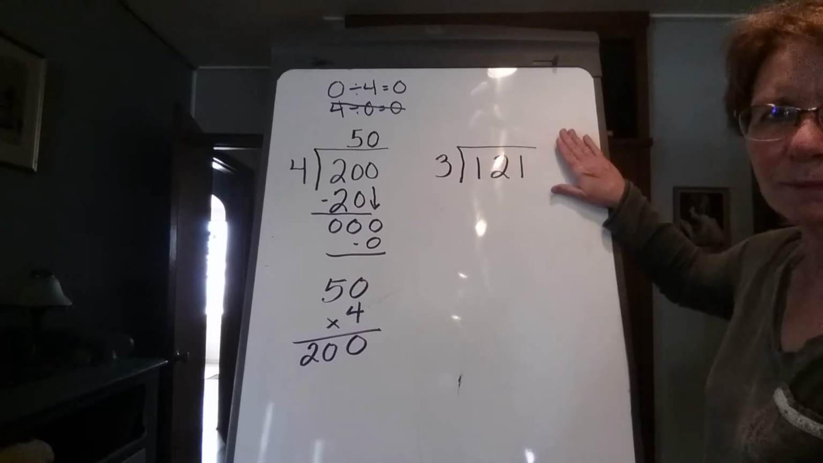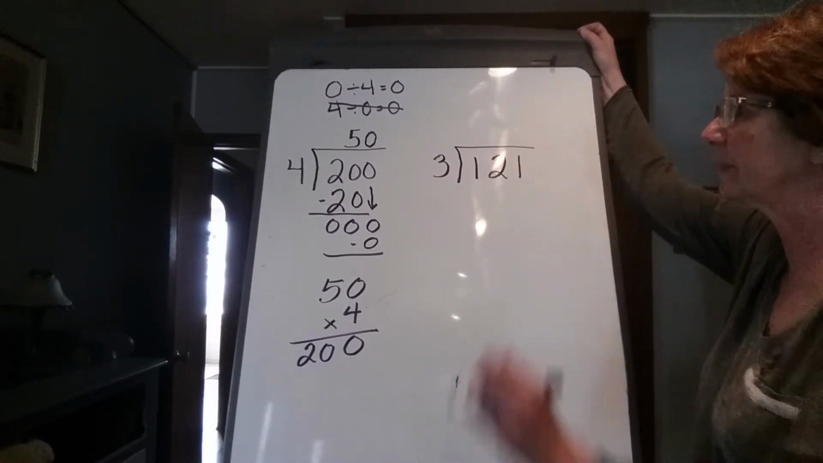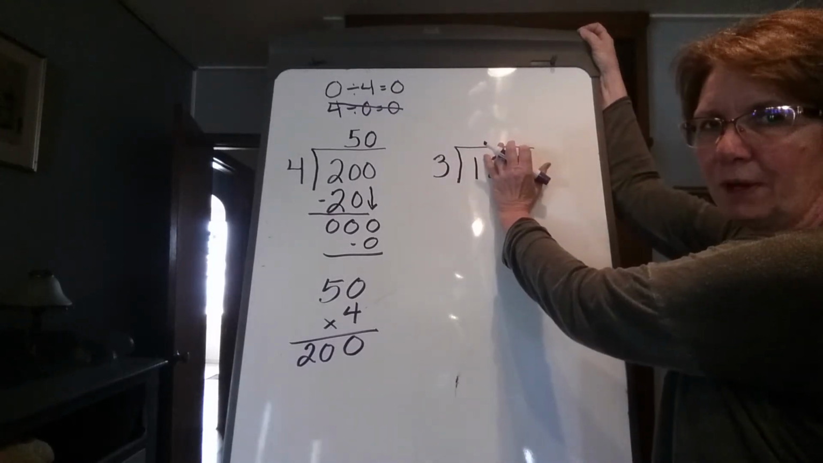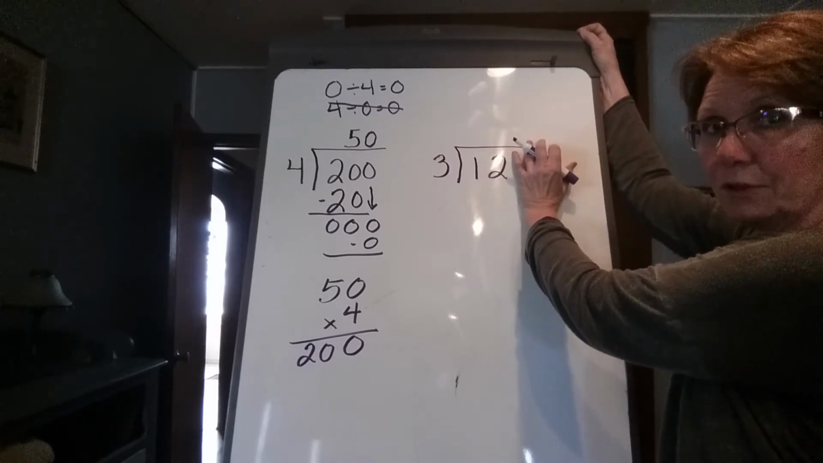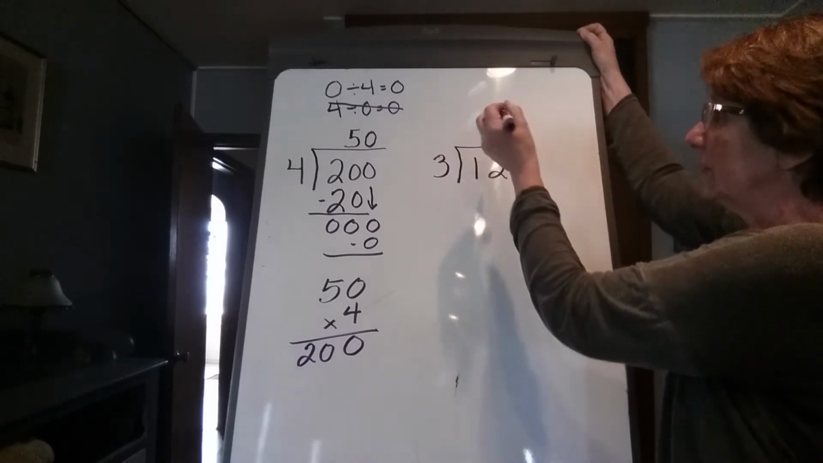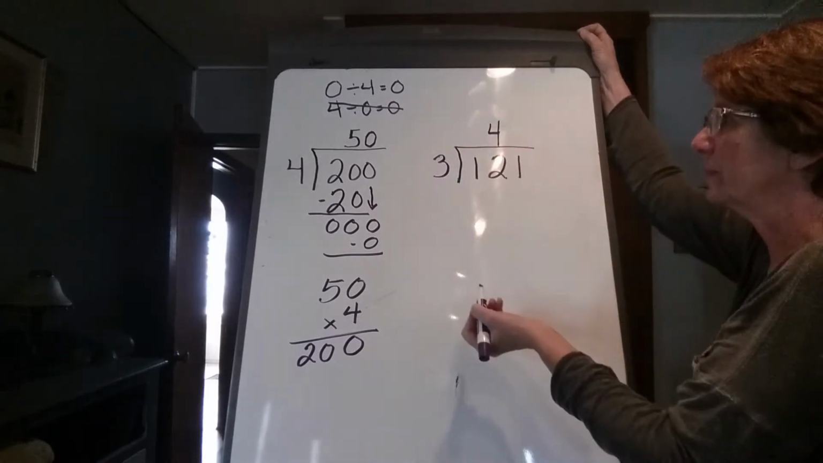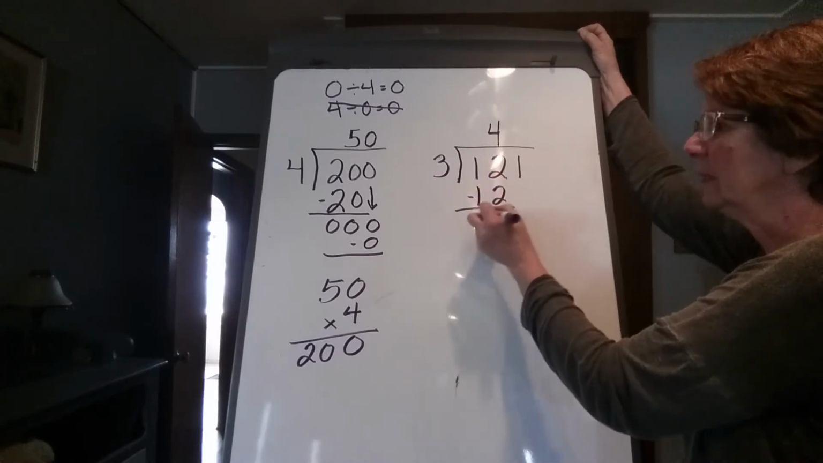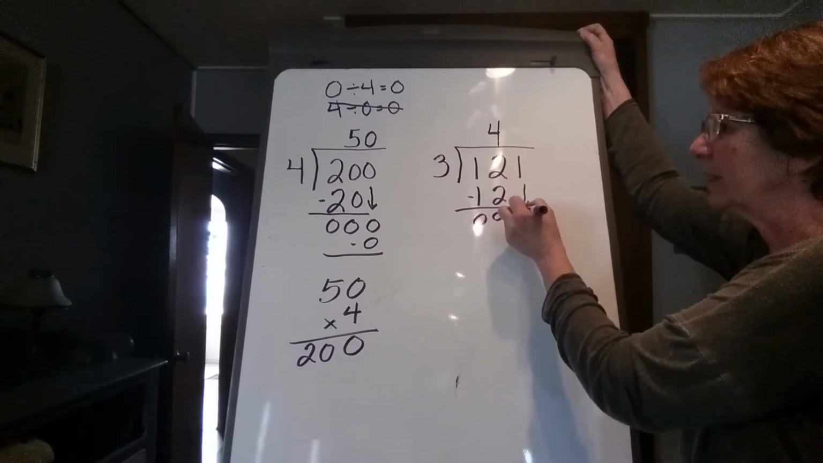So here's another problem that can get a little tricky. 121 divided by 3. So let's just play by the rules here. 1 is too small. It does not go into 3, so let's do 12. Well, we know 3 goes into 12 evenly. It goes into it 4 times. 3 times 4 is 12. There's nothing left there. But you still have to bring down this 1.